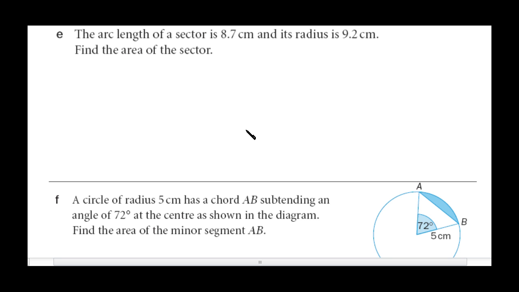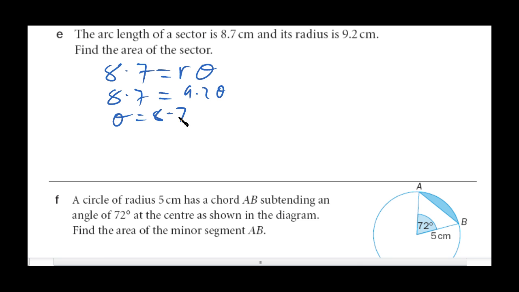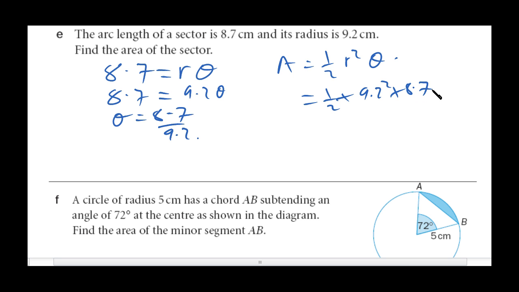E, arc length 8.7 is equal to r theta, and we know the radius is equal to 9.2. So 8.7 equals 9.2 times by theta. So theta will equal 8.7 over 9.2. Now the area equals a half r squared theta, so that will equal half times 9.2 squared times 8.7 over 9.2.